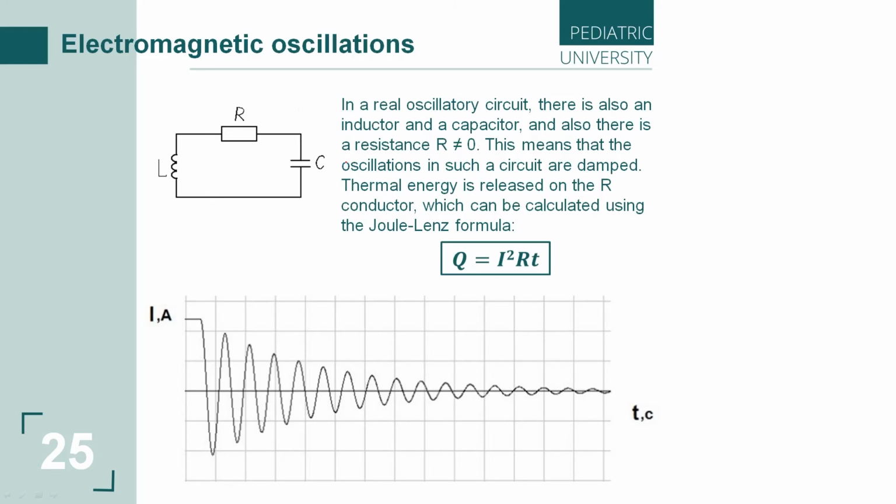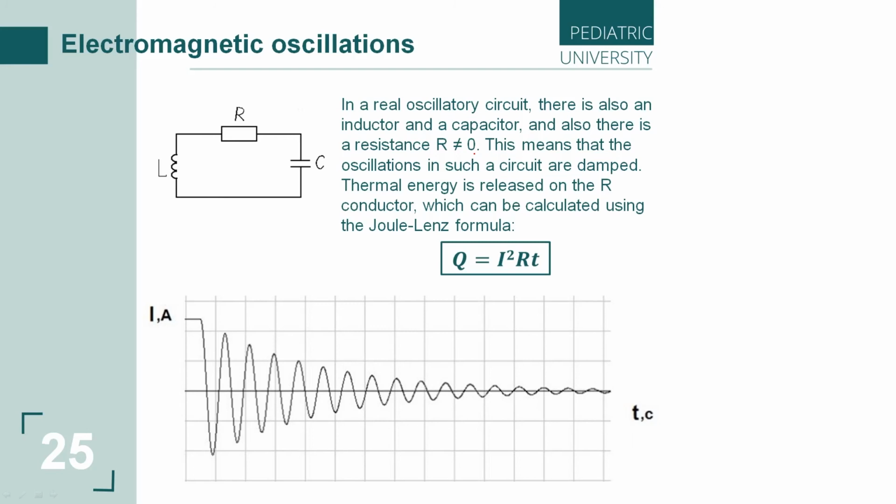Let us now consider the situation with a real oscillatory circuit. Look at the picture. A real oscillatory circuit contains not only an inductor and capacitor. Also, it has a resistance R, and so we can say R is not zero. R is present. This means that the oscillations in such a circuit are damped.